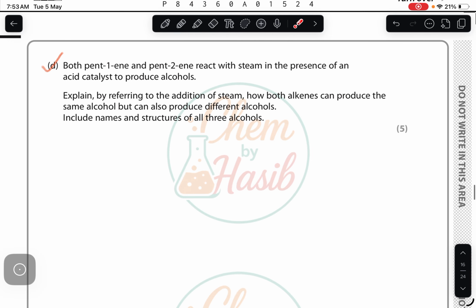The next question says, both pent-1-ene and pent-2-ene react with steam in the presence of an acid catalyst to produce alcohols. Explain, by referring to the addition of steam, how both alkenes can produce the same alcohol but can also produce different alcohols. Include the names and structures of all 3 alcohols. It's a very easy question.